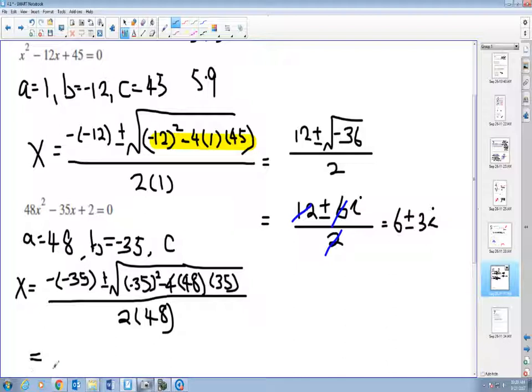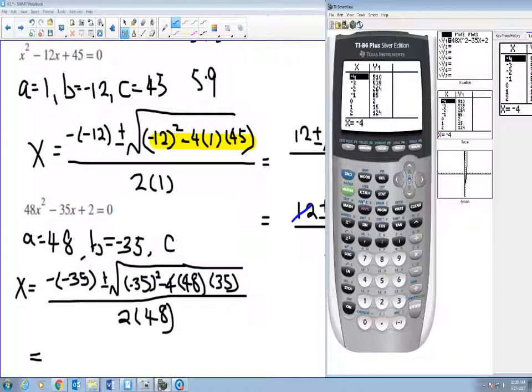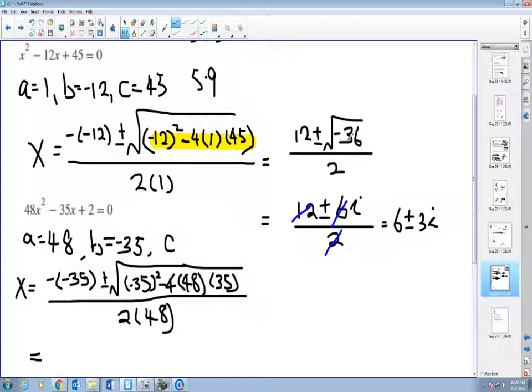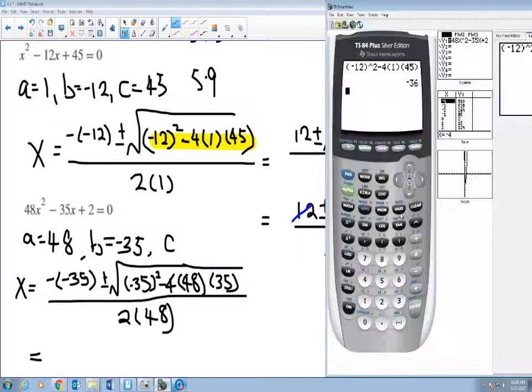Alright, let me type in what's inside the square root. What's inside the square root basically tells me why I cannot factor. If inside the square root is a perfect square number, it will be factorable. I know the negative 36 was actually a perfect square, but with a negative, it becomes imaginary. Be sure you put that negative 35 in parentheses to the second power, okay? Otherwise, you'll throw your answer off.